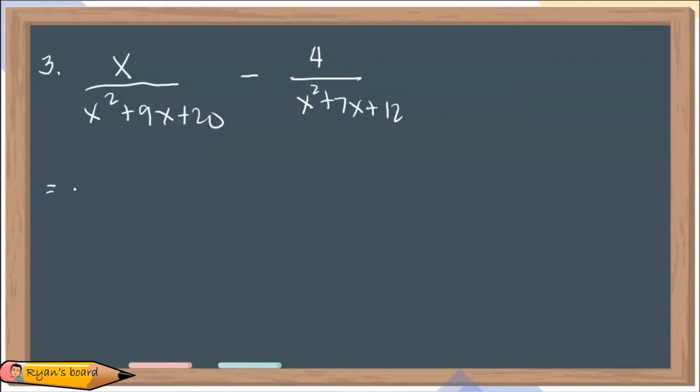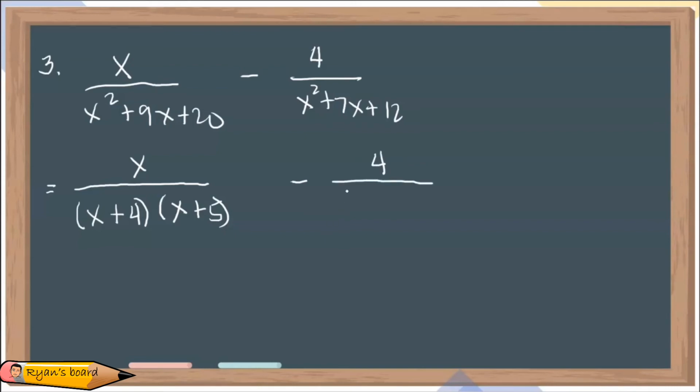Ang factor ng x squared plus 9x plus 20, this is a general trinomial. So, we have x. Ano yung numbers na pag ita-times natin 20, pag ipa-plus ay 9? That's 4, tsaka 5, di ba? 4 times 5 is 20, 4 plus 5 is 9, okay? Copy x. Now, minus, ano naman ang factors ng x squared plus 7x plus 12? That is x plus 4 tsaka x plus 3. Kasi 4 times 3 is 12, 4 plus 3 is 7. Okay?